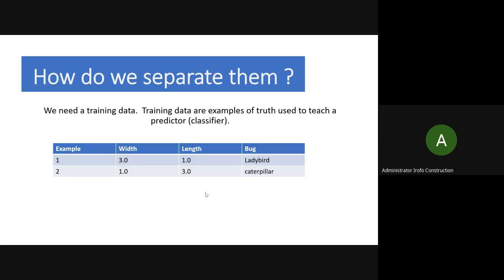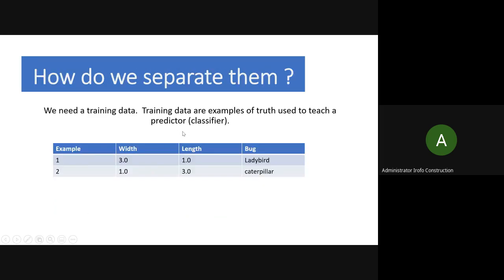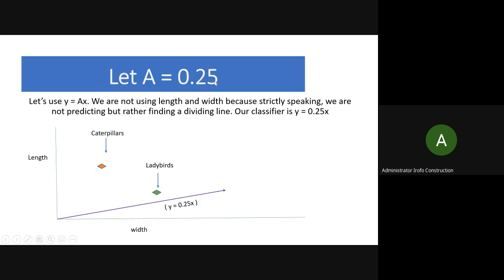We said the model we're going to use is y is equal to ax. I use y equals ax because I just want a line that will separate those two. We don't want anything like a zigzag or a curve, just a straight line. That's why we are using y equals ax. And when we had a equal to 0.25, we had a line like this. How do you draw this line?